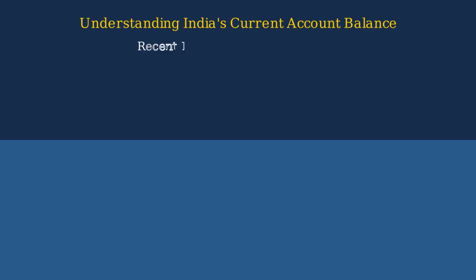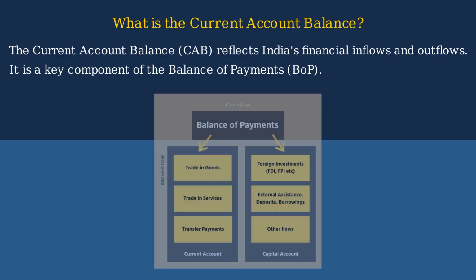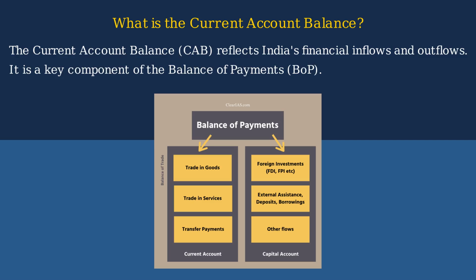Understanding India's current account balance, recent trends, and key components. The current account balance, or CAB, reflects India's financial inflows and outflows. It is a key component of the balance of payments. The balance of payments consists of two main accounts, the current account and the capital account.